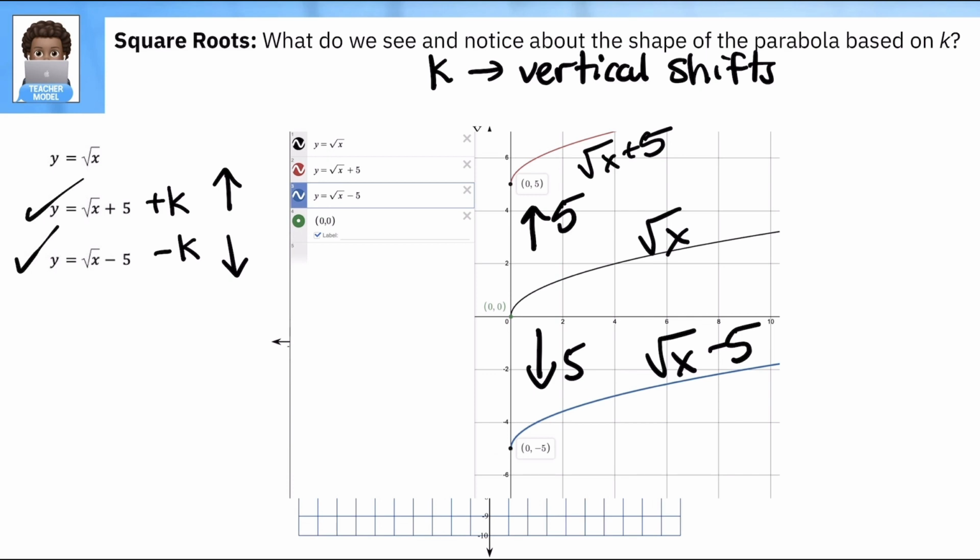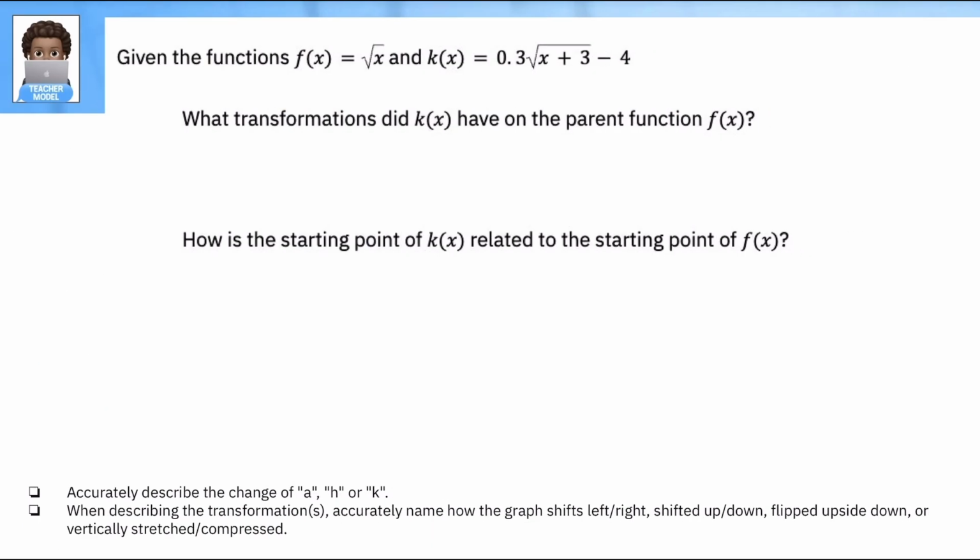So where are we actually seeing shifts? We are not seeing a change in the patterns for h or for k, but we did see a slight difference in a for square root as opposed to quadratics or absolute value. So let's get into some guided practice. Here we go. We have our parent function and we have our new function. Hit pause and identify what the transformations are, as well as what the new starting point is. I'm calling it a vertex. What is the new starting point in relation to f of x? Hit pause and jot this into your notes.